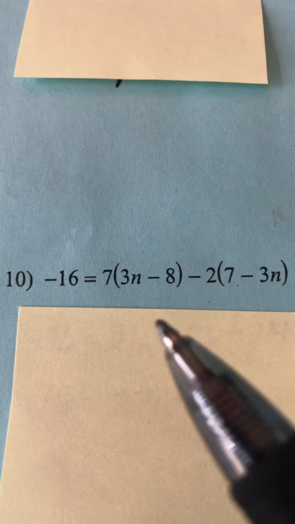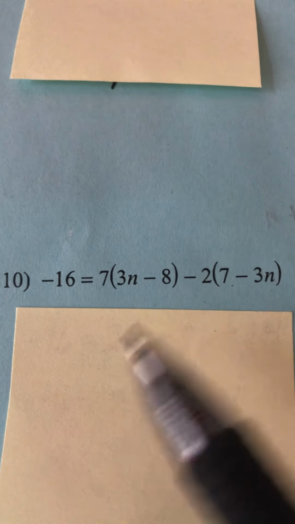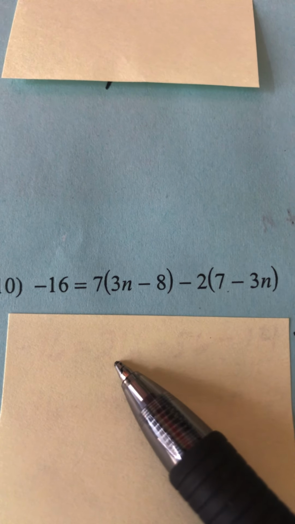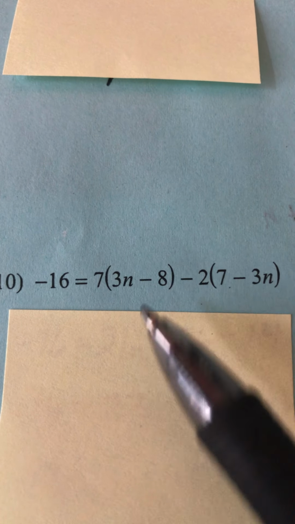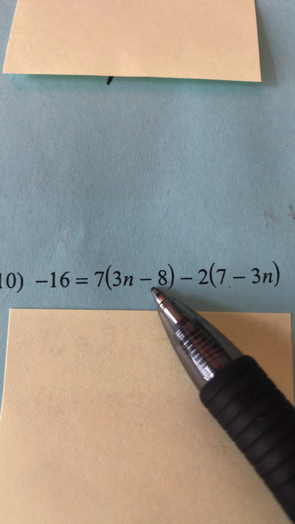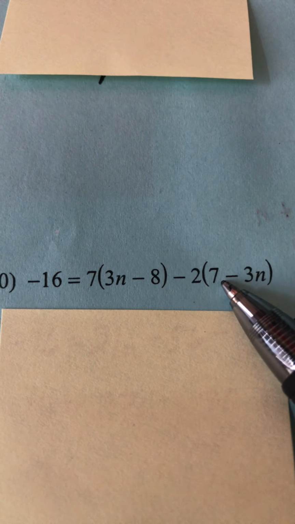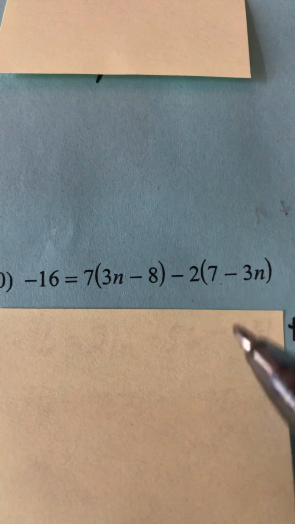And then number 10, I have 2 distributive properties. So I'm going to bring down the negative 16 and the equals. 7 times 3 is 21. So you're going to have 21n. And then you're going to have 7 times negative 8. So it's going to be minus whatever that is because that's going to be a negative. And then you have negative 2 times 7. So that's going to be a negative number. So negative whatever 2 times 7 is.